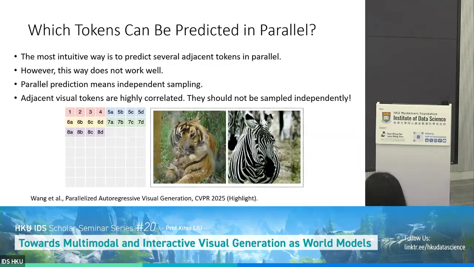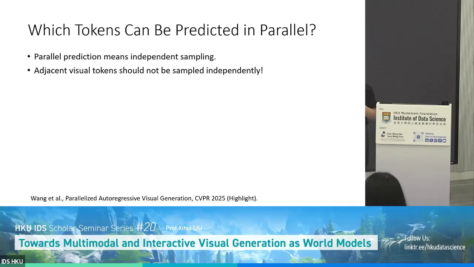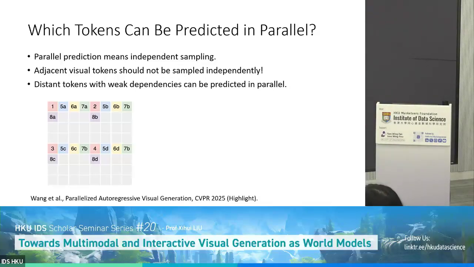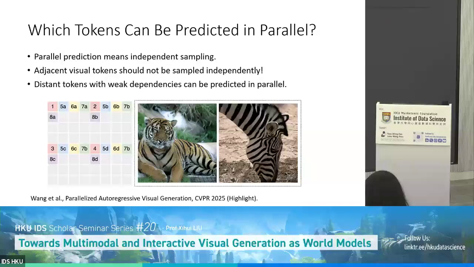They should not be sampled independently, which means that they cannot be predicted in parallel. So we designed the second approach, where we predict the very far away tokens in parallel. In this image, we see that the same color are predicted in parallel, but they are very far away. In this way, we can guarantee that when we do independent sampling, they have minimal influence on the final structure of this image.